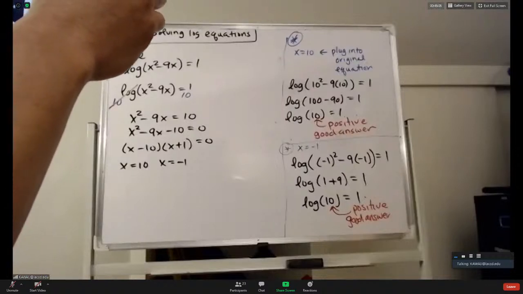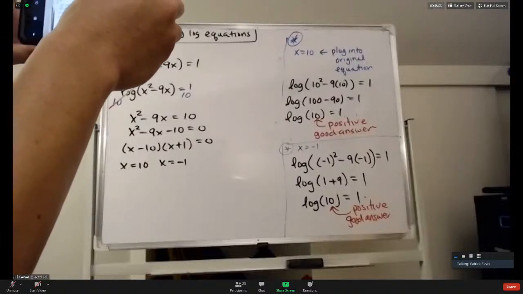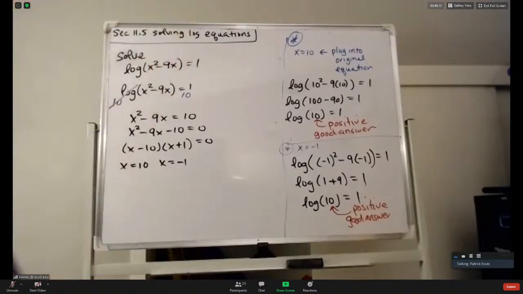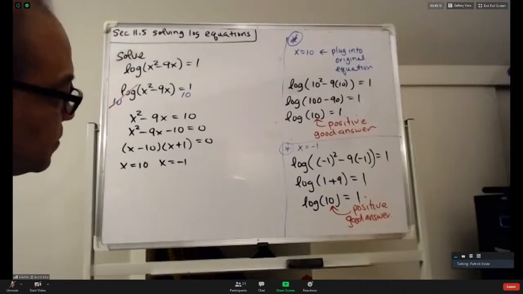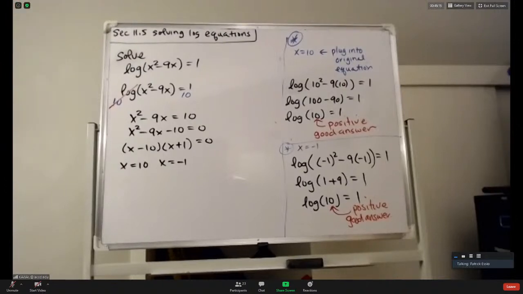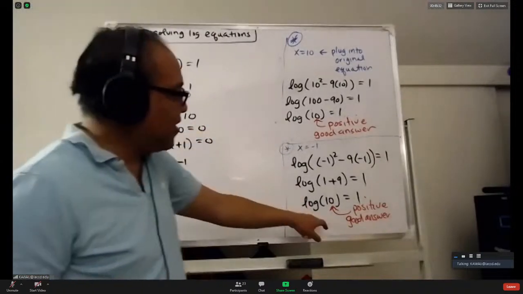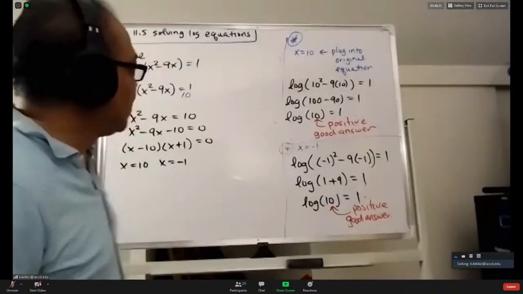Professor? Go ahead. So when you plug in 10 and negative 1, you get log 10 equals 1 and log 10 equals 1. They're both positive, but they're also both the same. So the question is, is it possible that they're both positive, but they're different equations? Like, could one be log 12? No, they have to be exactly the same. So if you get something like 10 and then you get 12 over here, you did something wrong with one of them.